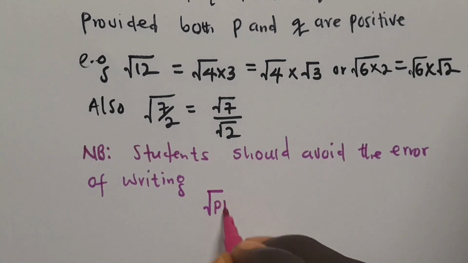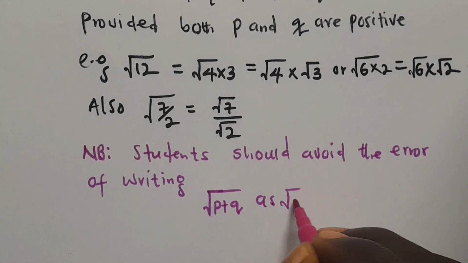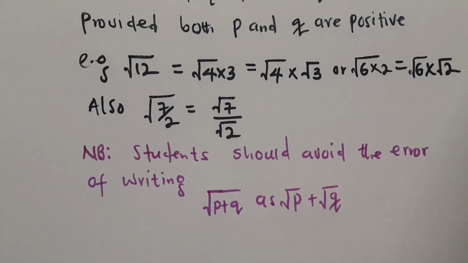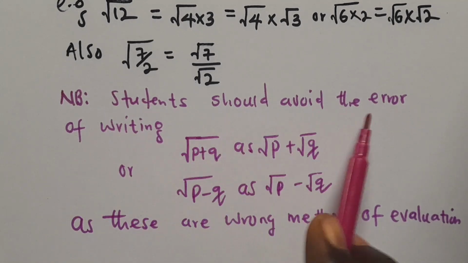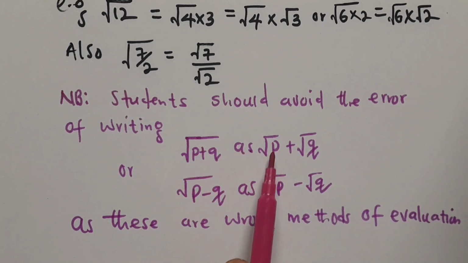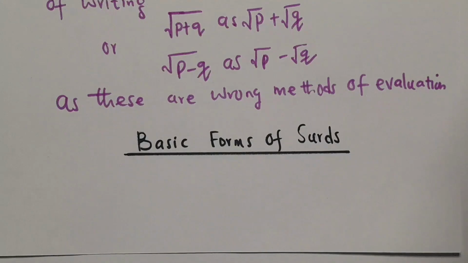Also, let's take note that students should avoid the error of writing square root of p plus q as square root of p plus square root of q, or square root of p minus q as square root of p minus square root of q, as these are wrong methods of evaluation.